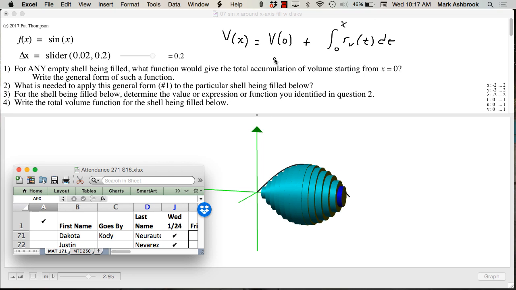Okay? What's needed to apply this general form to a particular shell being filled below? So if I want to now use this to find the volume function for this guy, what do I need? What's the key thing? The rate of change function, right? In order to write these accumulation functions, the main thing we need is the rate of change function. So I need that r sub v of t. And what'd you guys tell me? You told me what in the current interval is changing?